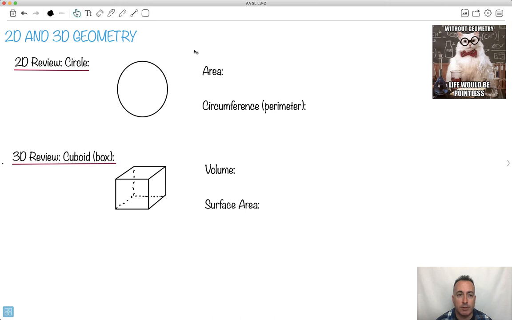We're going to be doing 3D and 2D geometry. That's why I thought this one here, without geometry, life would be pointless. I thought it would be a good idea to review first. These are not things that are on your formula booklet, but they're still things you need to know about, okay? So that's why they're called review.